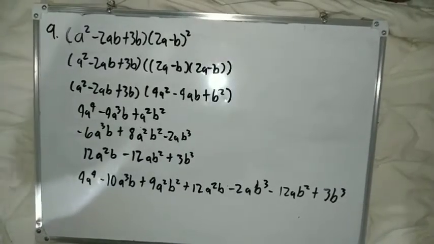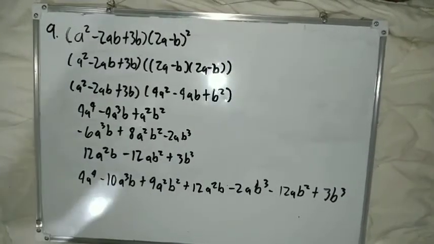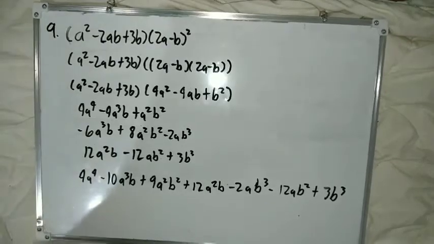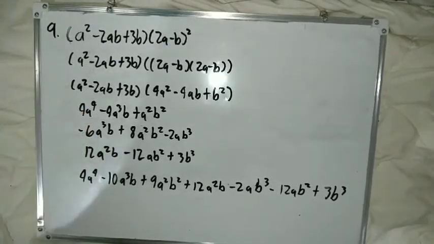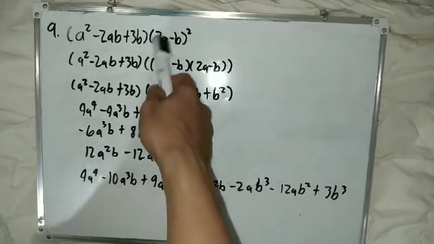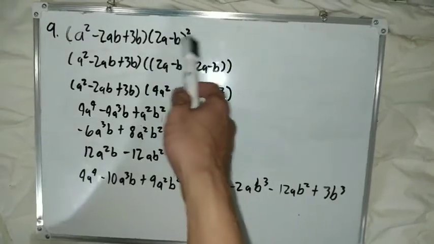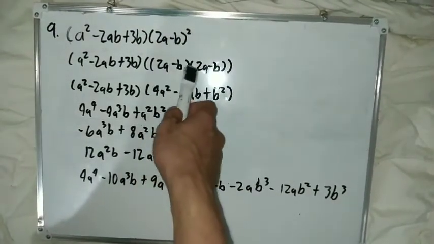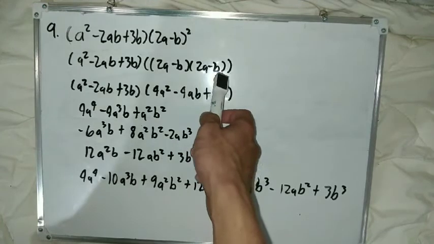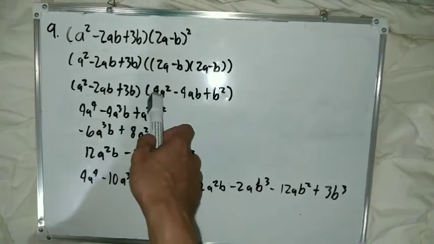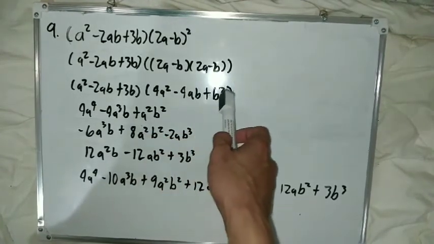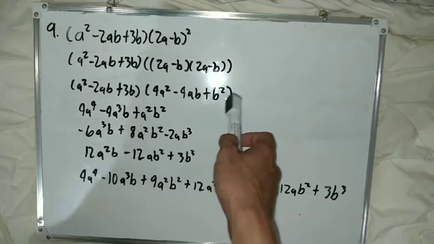So hi guys, again here's the problem number 9. First bring down the quantity of a squared minus 2ab plus 3b, and here multiply 2a minus b to itself. So 2a minus b multiply 2a minus b. So the answer is 4a squared minus 4ab plus b squared.